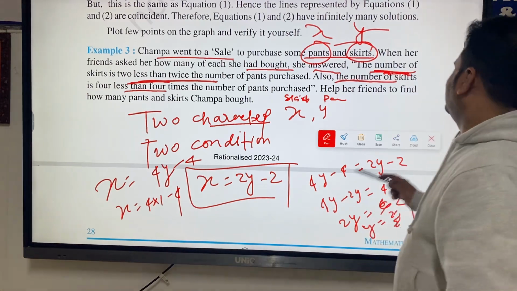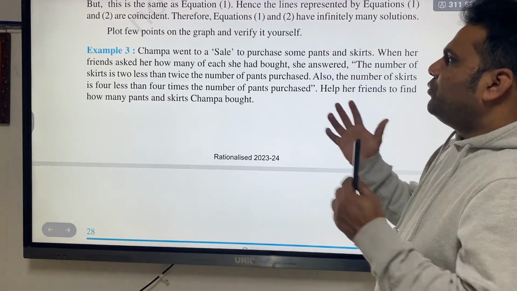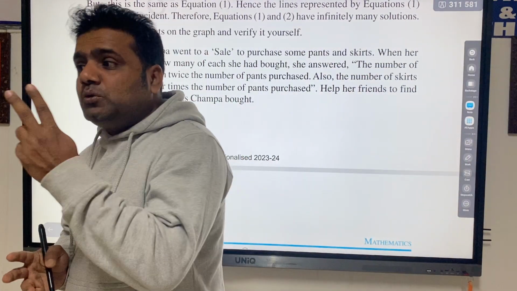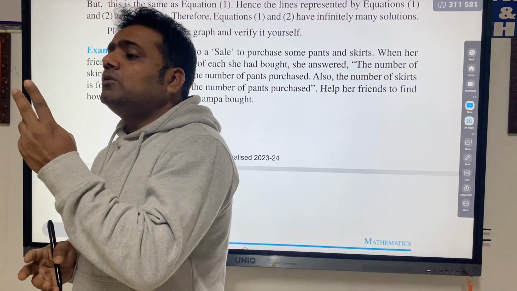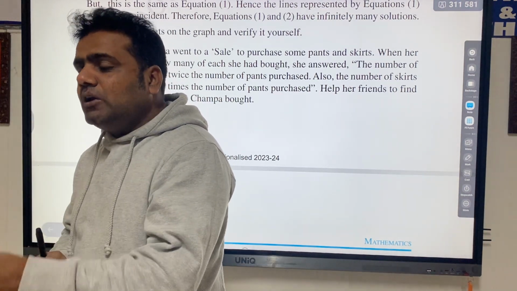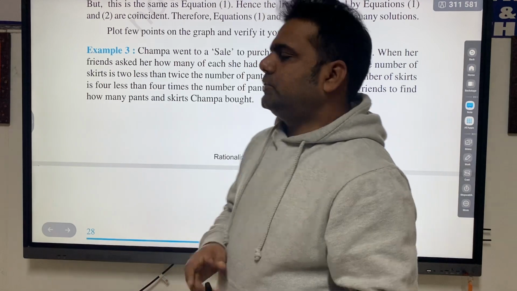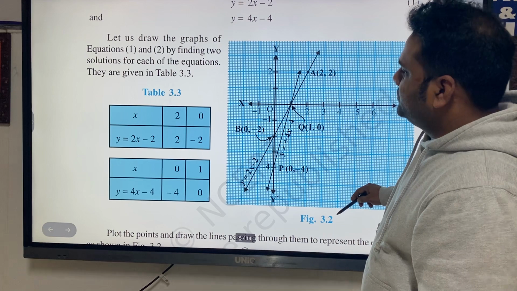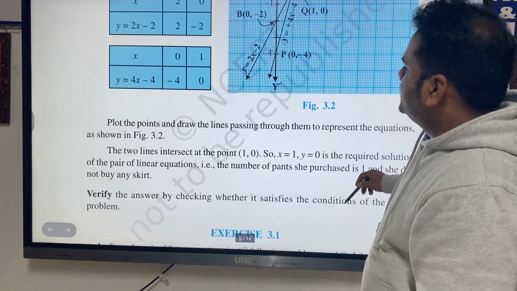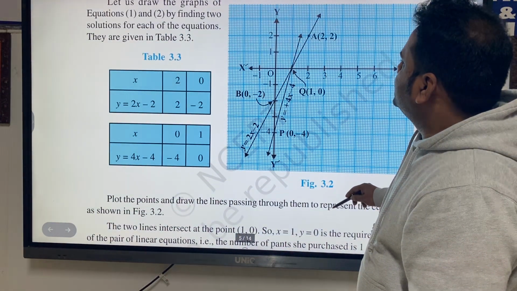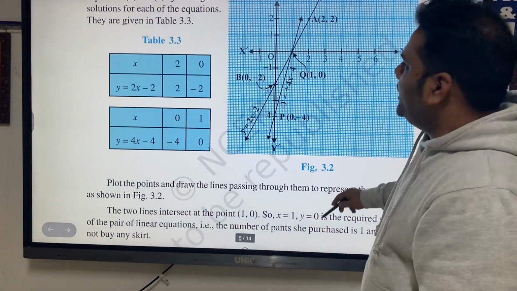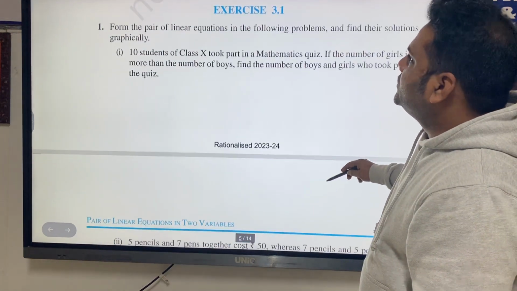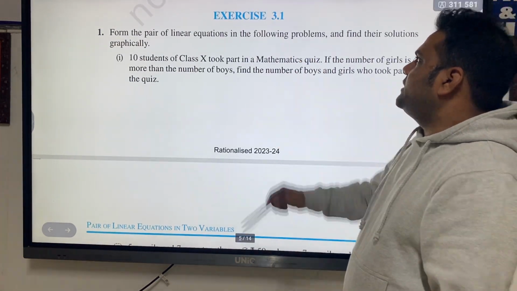Understood? Yes. So actually, whenever the conditions are given, always try to find the two characters and always find the two conditions, and according to that you have to frame the equations. Okay, till here you understood? So only one solution is there, 1 comma 0. Okay. So now try to do this question, exercise 3.1.